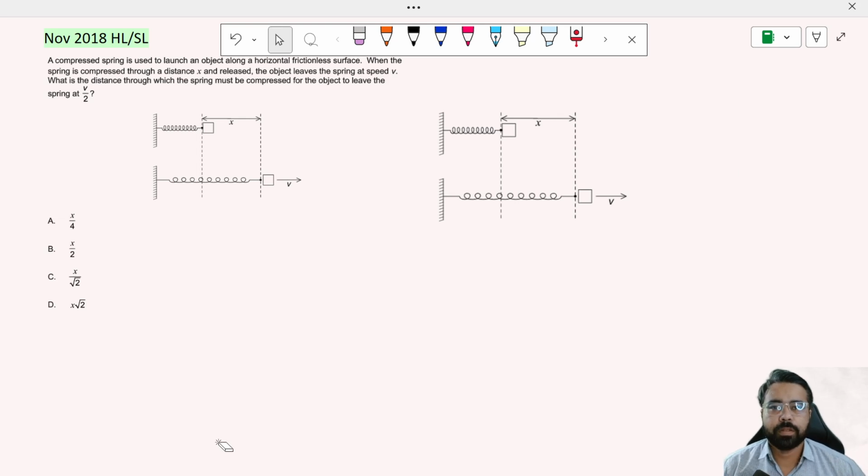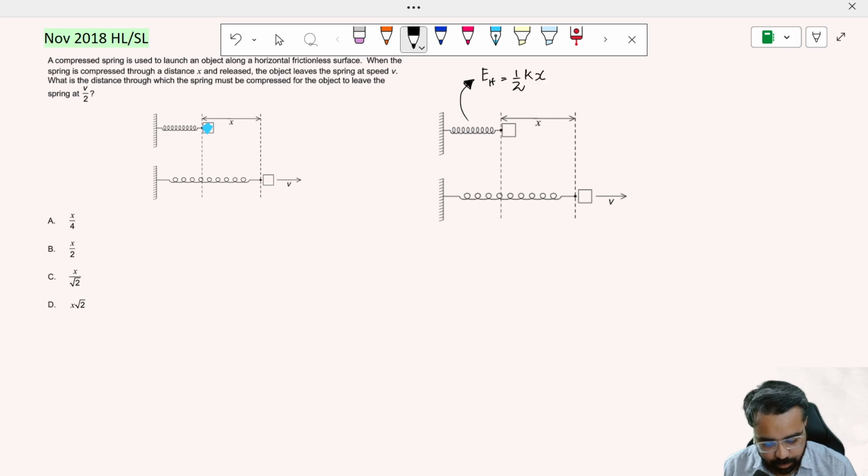This question is about the law of conservation of energy, and in this question we will see that there is a mass, a block which is attached to a spring, and you can see that the spring is right now compressed. So this compressed spring will of course have elastic potential energy, which is equal to 1/2 kx², where x is the extension, or the distance by which we have moved the spring from its equilibrium position.